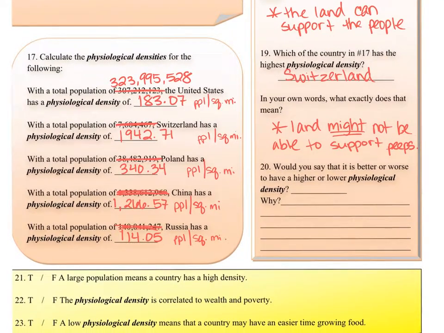So what do you think is better, a higher or lower density? Lower, because there's a higher chance that the land can support the people. I like that. A higher chance for the land to support people.